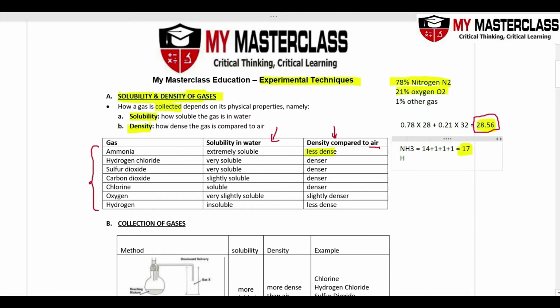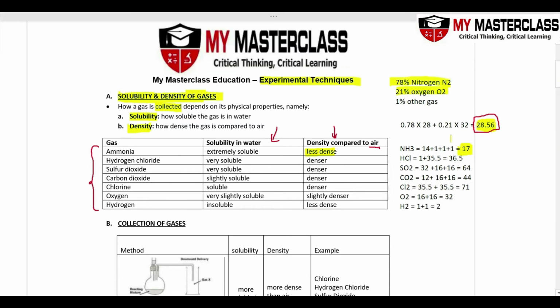HCl, hydrogen chloride, is 1 plus 35.5. Sulfur dioxide, SO2, is 32 plus 16 plus 16. CO2 is 12 plus 16 plus 16. Chlorine is diatomic, Cl2, so it is 35.5 plus 35.5. Oxygen, O2, is 16 plus 16, and H2 is 1 plus 1.